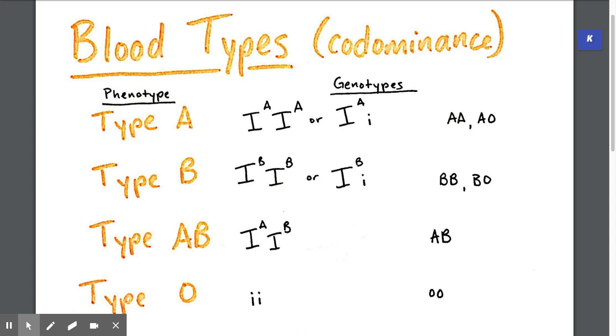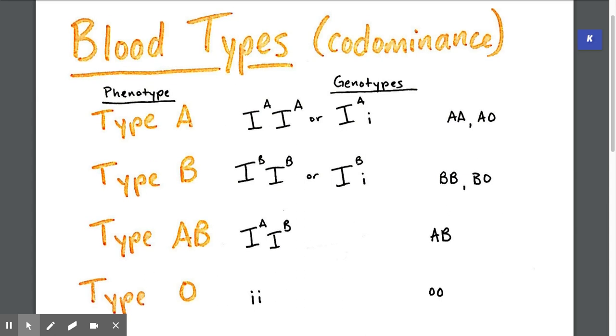And the idea of blood types is actually a great example of the concept codominance, which we learned about in the previous video. It is also an example of multiple alleles because we have four different blood types and the alleles can combine to create four different blood types.